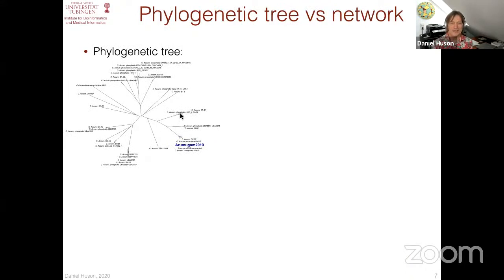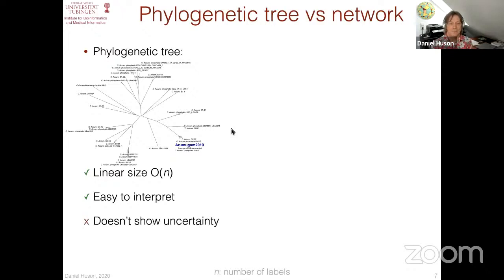So this is a phylogenetic tree, as we already discussed. And one of the nice things about a phylogenetic tree from the computational or the visualization side is that it has linear size. So if you have n taxa, n organisms that you want to put in the tree, well, you have on the order of n edges and nodes. So a tree itself is a very lean visualization tool. We like them because they're easy to interpret. We think of speciation events at the internal nodes and so on.